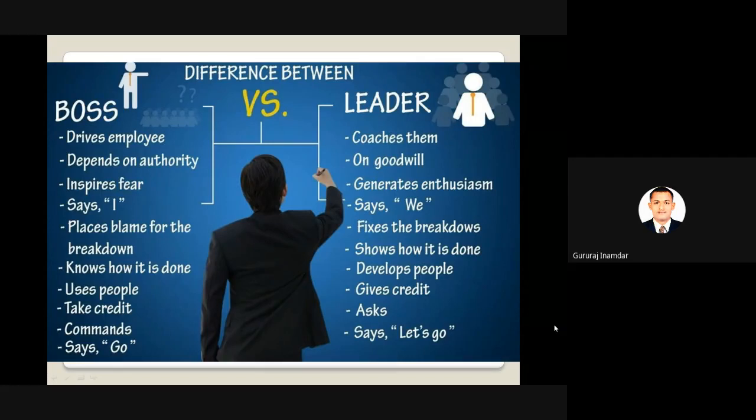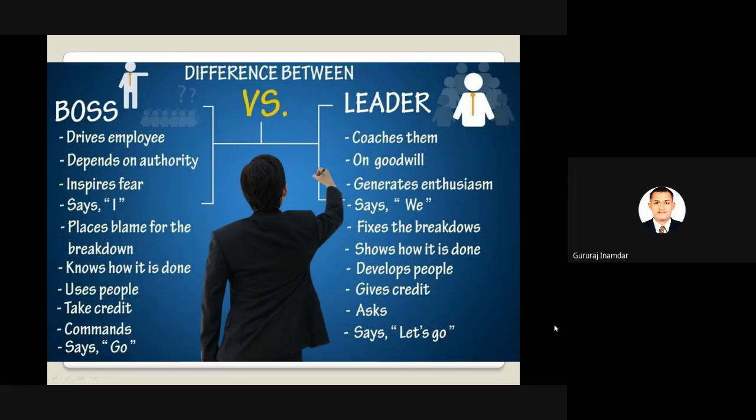They will drive the employee, but a leader coaches them. Driving and coaching are very different. Driving is nothing but giving a direct action, a direct signal, or a direct order. But a leader will coach you. He will teach you how to do this work. So we can consider that a leader coaches them.